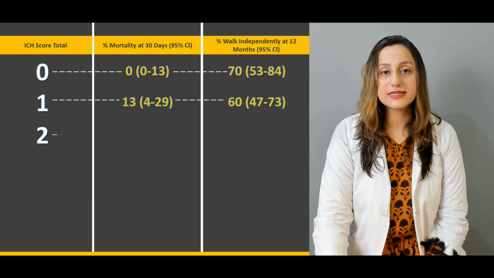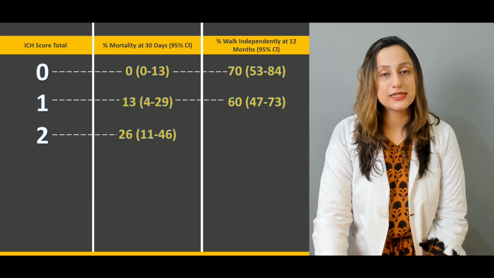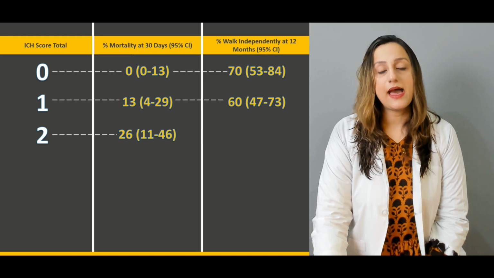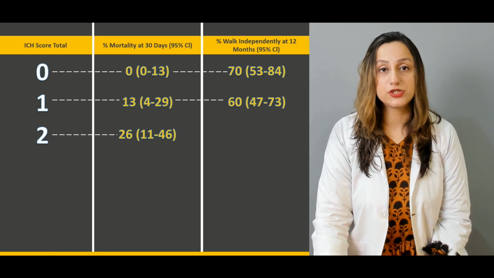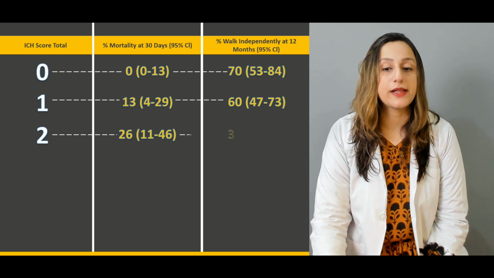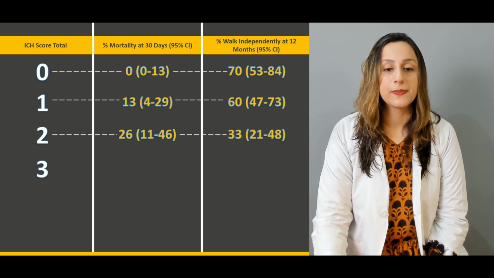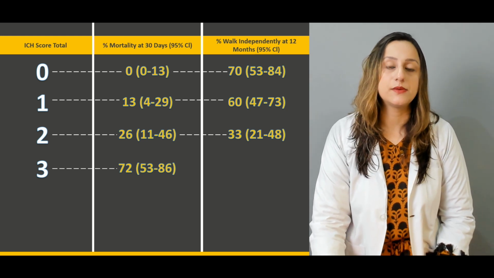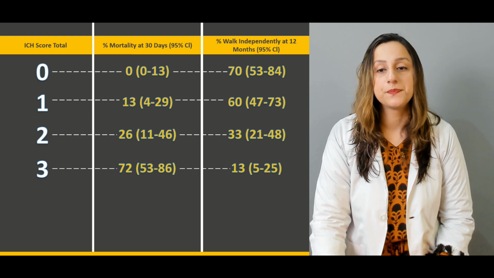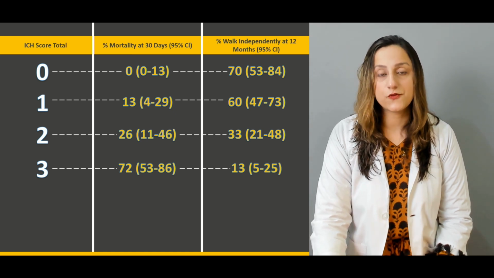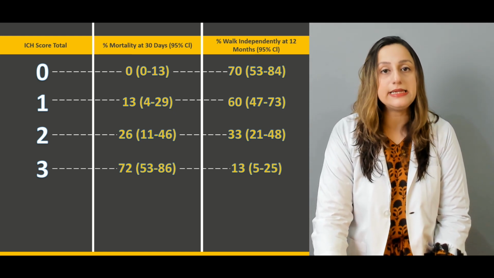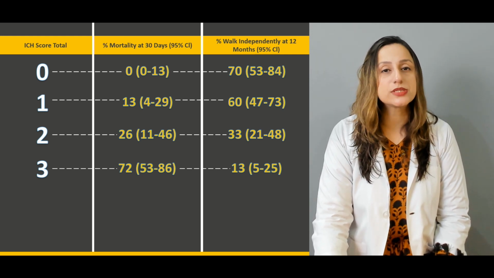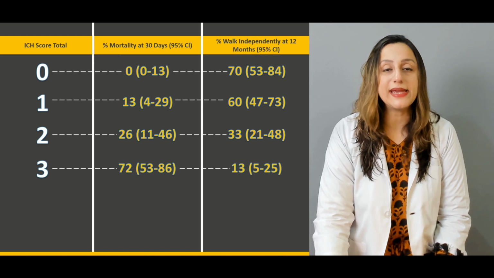Then if the score is 2, the mortality rises up to 26%, and the chances for the patient to get mobile at a period of 12 months is almost 33%. If the score is 3, we have 72% mortality, and the chances for the patient to walk independently, to get mobile at 12 months, is almost 13%. So the chances become quite low.